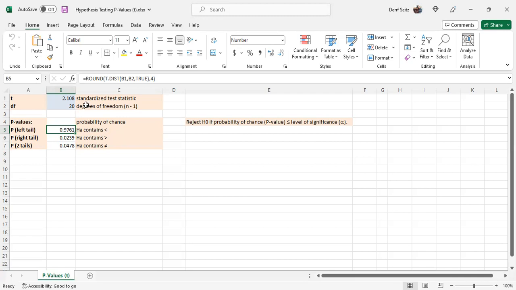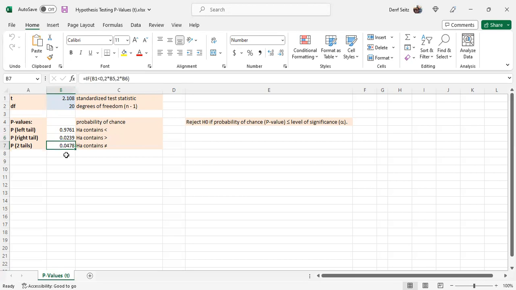For the left-tailed test, it uses the t-distribution function and passing in B1, B2, and true. Those are the input parameters. And true is the default for cumulative distribution. And notice that all of that is rounded to 4 decimal places. The right tail uses 1 minus B5.